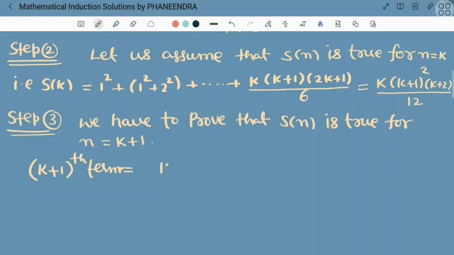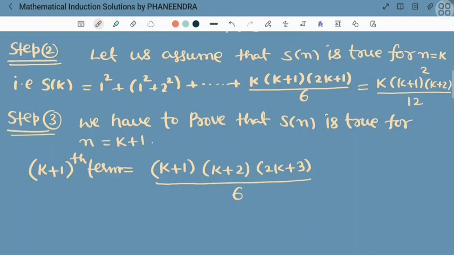So wherever k is there, k plus 1. The k plus 1th term is wherever k is there, k plus 1. So k plus 1, k plus 1 plus 1, k plus 2. So 2 into k plus 1, so 2k plus 2 plus 1, so 2k plus 3, divided by 6. This term you have to add on both sides for S of k.